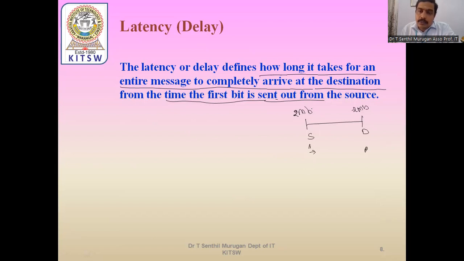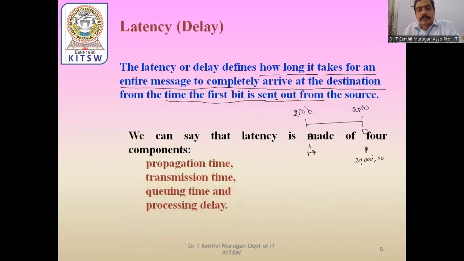So what is the meaning of that? 2 MB is there. Okay. So 2 MB means, sorry, 20 lakhs of bits are there. So first bit it is starting now. That time we have to consider. So while the first bit is reaching, we have to consider up to the last bit, the 20 lakhs bits are there, no? That much time is considered as the latency of the data.